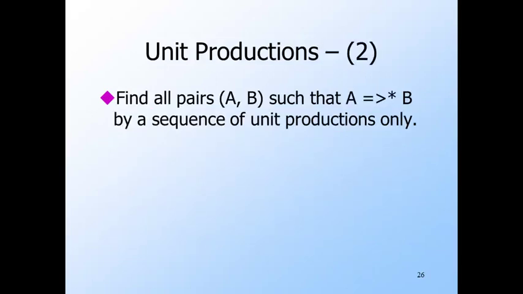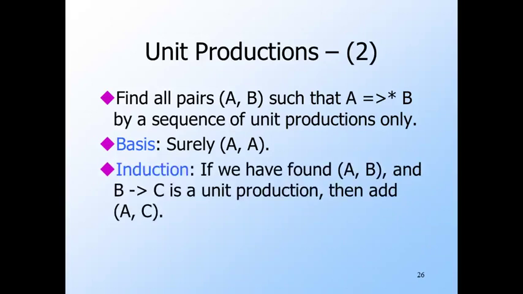Here's the algorithm to discover the pairs of variables A, B, such that A derives B by unit productions. For the basis, surely A derives A by unit productions only. This is a sequence of 0 steps. For the induction, suppose we already discovered that A derives B by unit productions. Then if B goes to C as a unit production, we may add the pair AC.